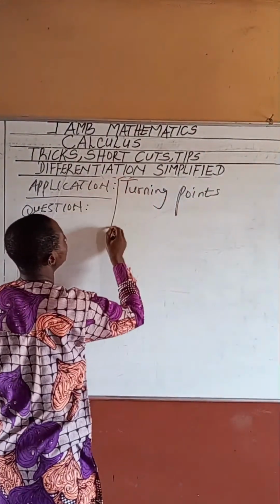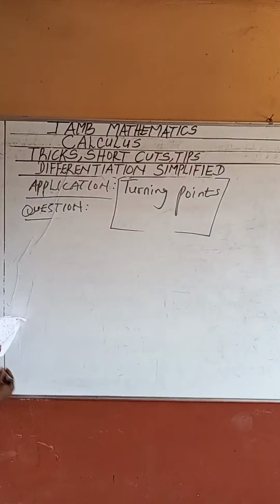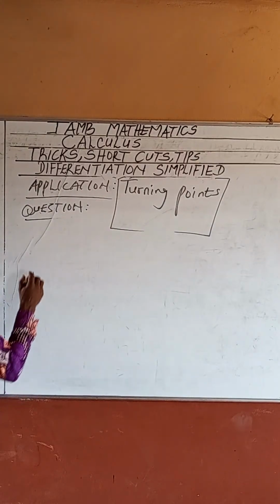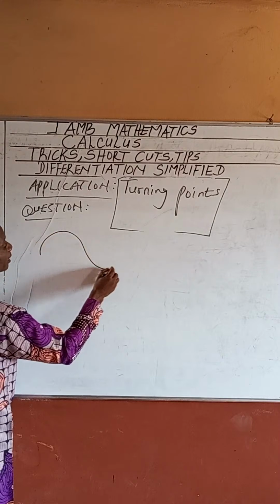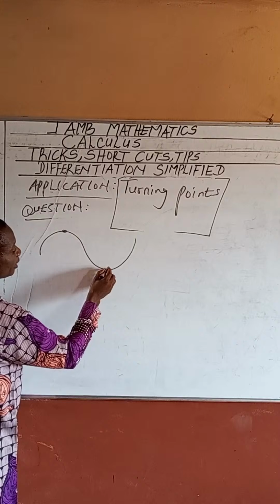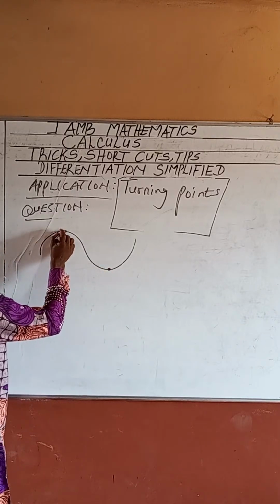Turning point. Okay, I'm going to do it like this. There's something here. Okay, turning point. Yes. What are these turning points? Look at a curve here, something like this. Here is a point, and here is a point. All right. These are turning points.